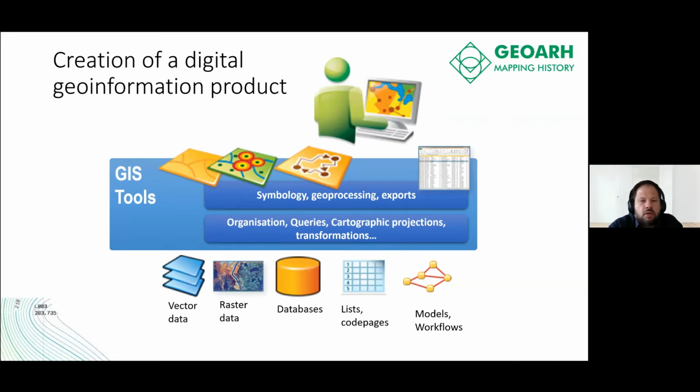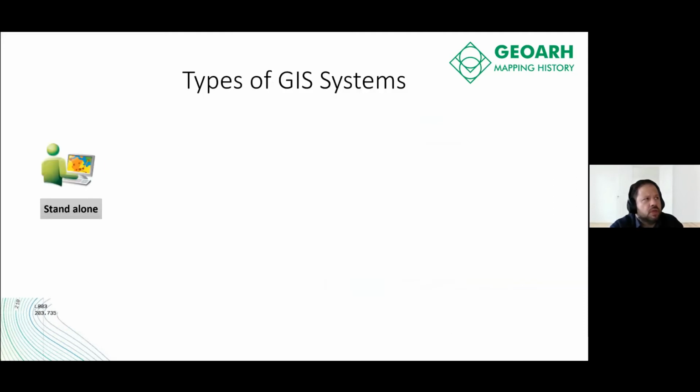Okay, now let's see what also influences the creation of a digital information product. One thing is that we have different types of GIS systems that vary from simple ones that are standalone systems where a person has a GIS software installed on their computer. They store their maps in a file system that can be then stored as file objects.